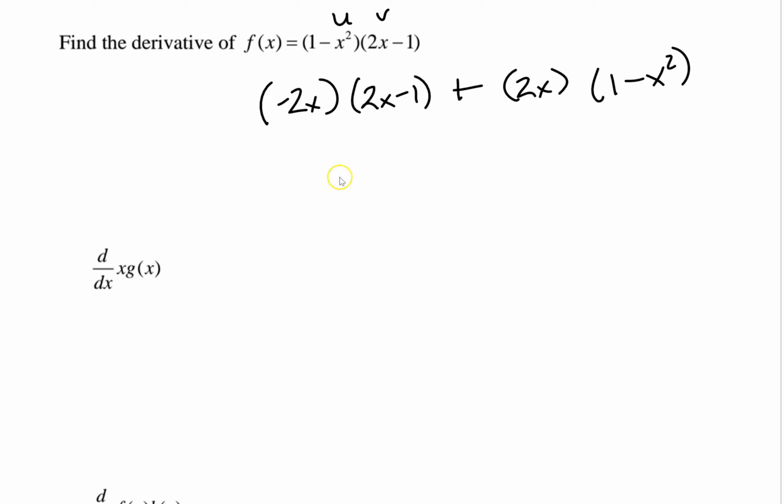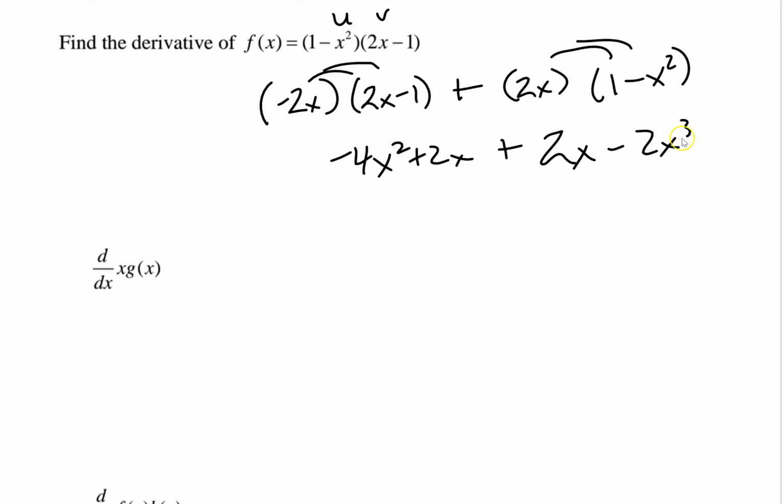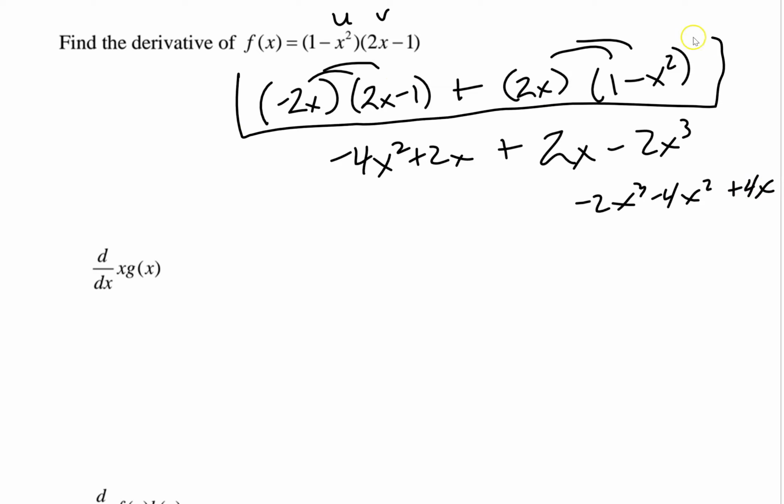Most of the time you just leave it like that, you're done, but if you want, you can simplify it also. Negative 4x squared plus 2x, plus, you can distribute this, 2x minus 2x cubed, then we can make it pretty: negative 2x cubed minus 4x squared plus 4x. But again, in IB, unless they specifically tell you to put it in a certain way, this is fine. And if they say, put it in this form, then you have to get that far.